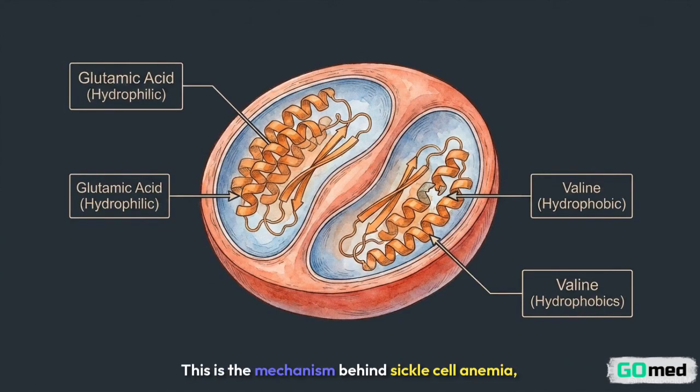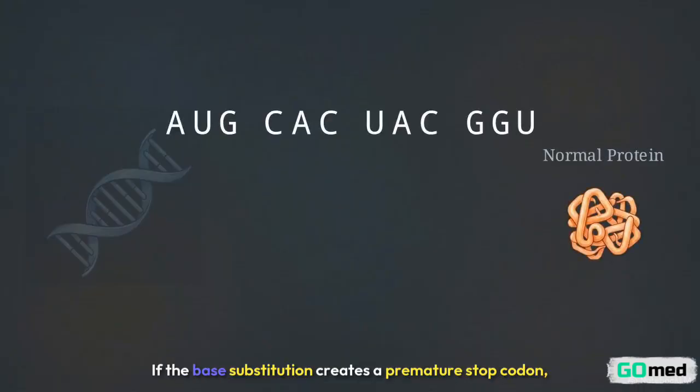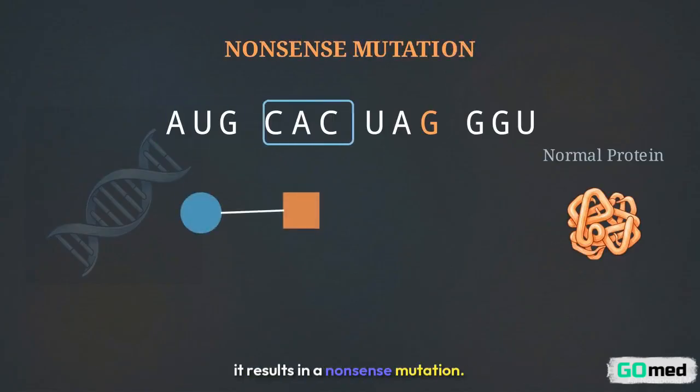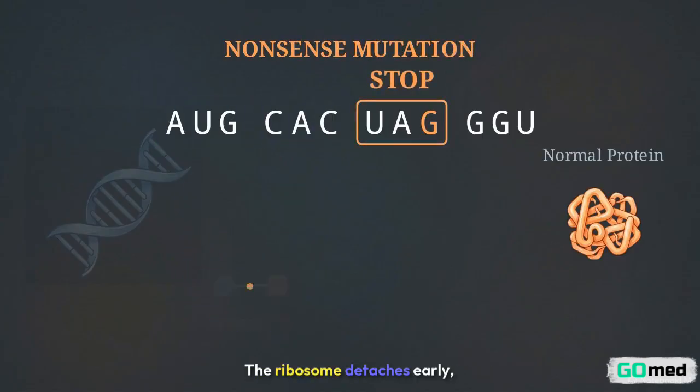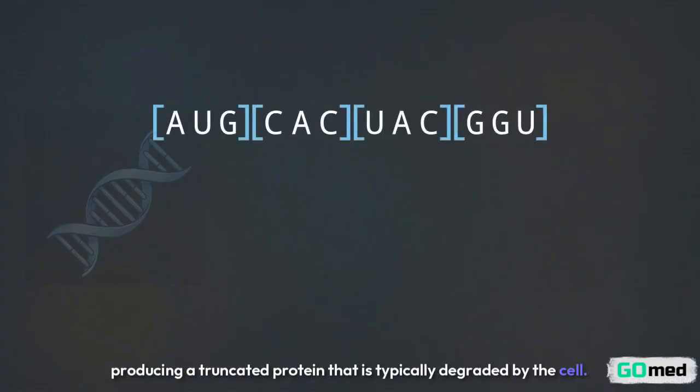This is the mechanism behind sickle cell anemia, where a missense mutation in the beta-globin gene replaces a hydrophilic glutamic acid with a hydrophobic valine, causing the hemoglobin to polymerize under low oxygen conditions. If the base substitution creates a premature stop codon, it results in a nonsense mutation. The ribosome detaches early, producing a truncated protein that is typically degraded by the cell.